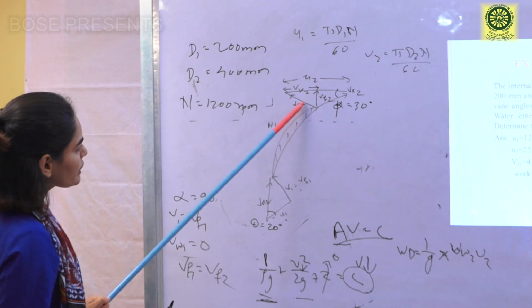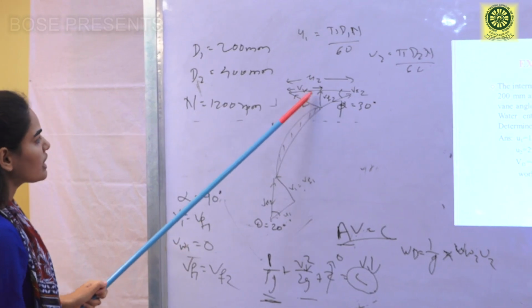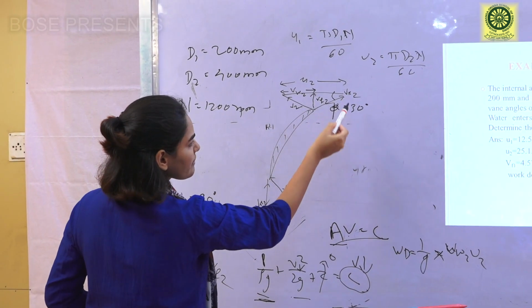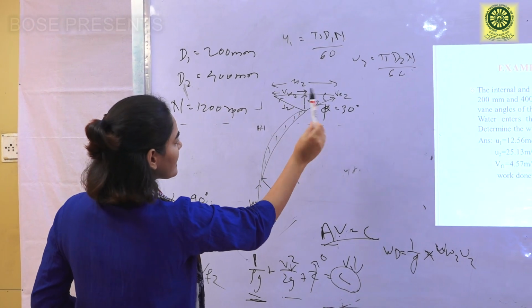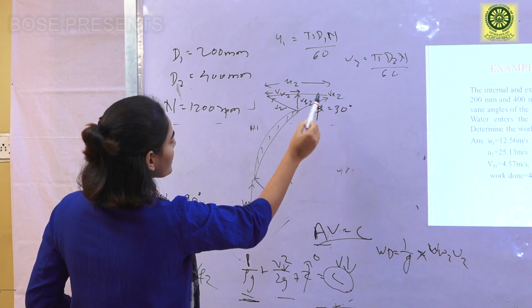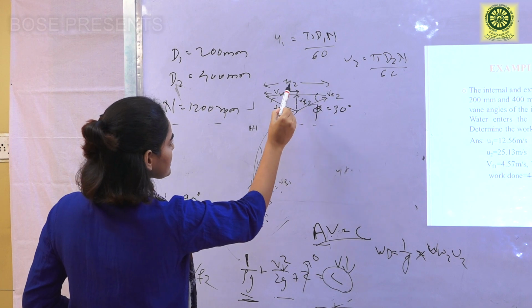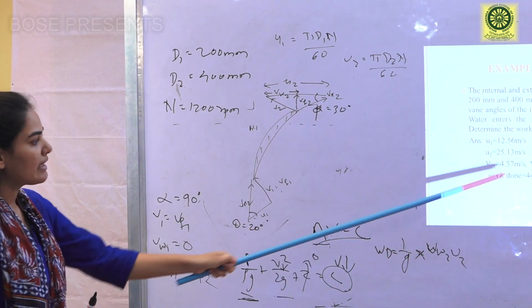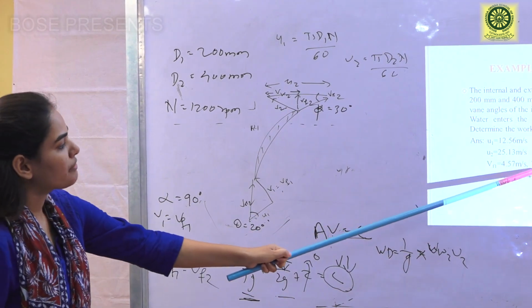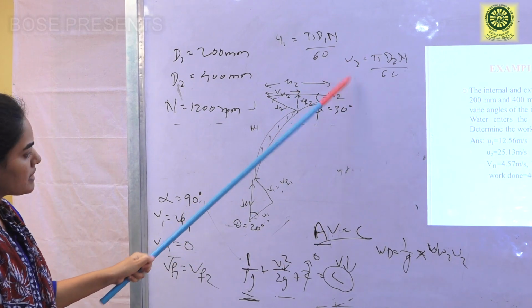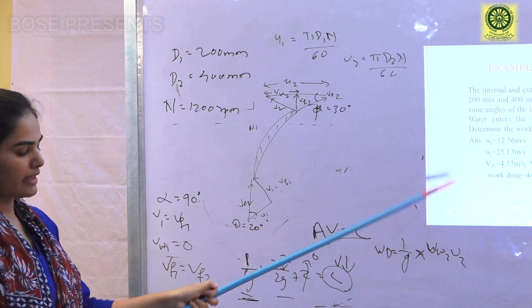Similarly, v1 equals v2, so we already know v2. Then using this triangle, we can find out vw2, because tan theta will be equal to vf2 divided by this distance, that is u2 minus vw2. Similarly, we can find out vw2. After finding this, we already have this. Using this equation, we can find out work done.